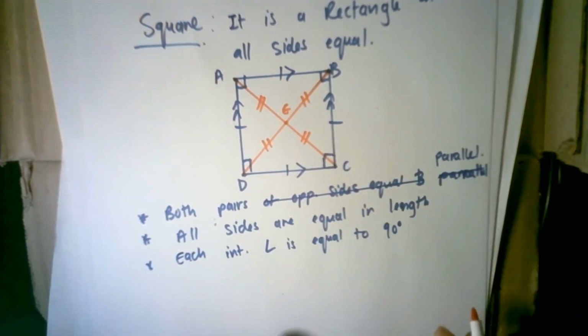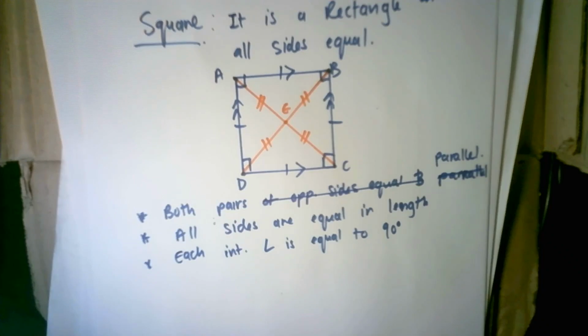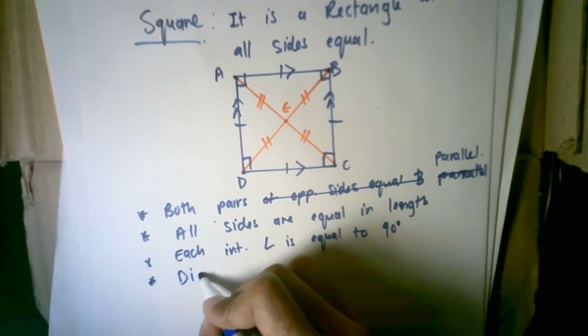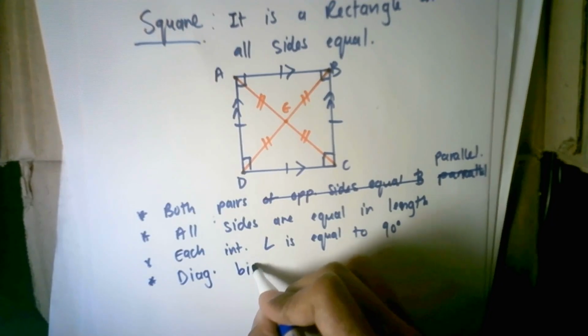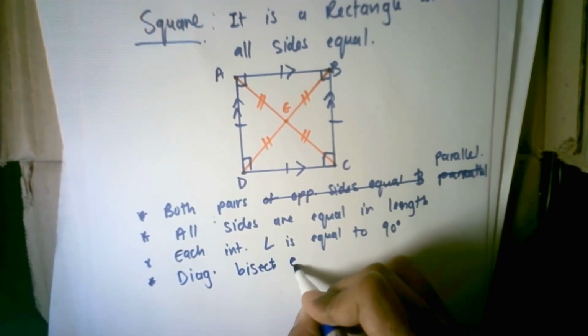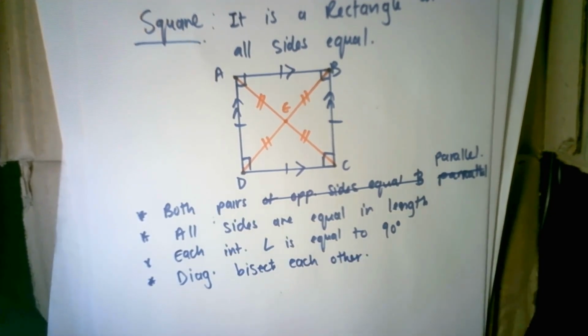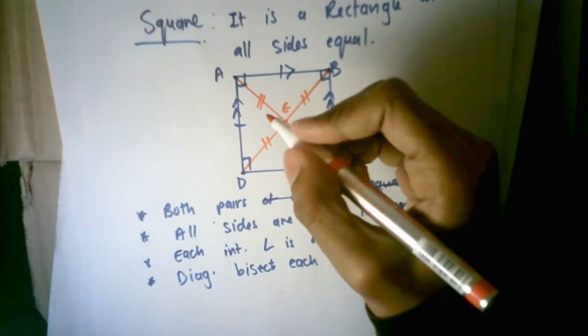right? And so let's write that down. The diagonals bisect each other. And the diagonals actually intersect at 90 degrees. You can also think of it as the diagonals being perpendicular to each other. The word perpendicular means that they meet or intersect at 90 degrees. So they intersect at 90 degrees.